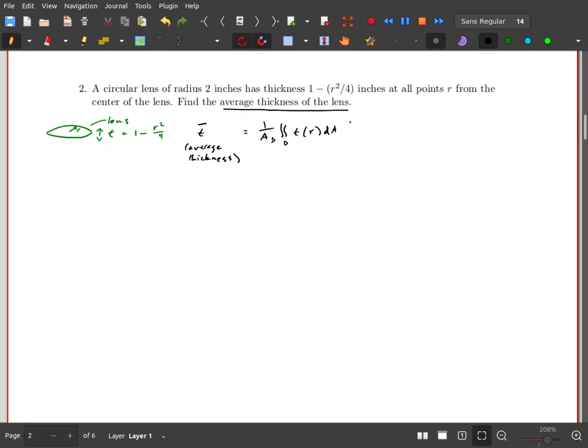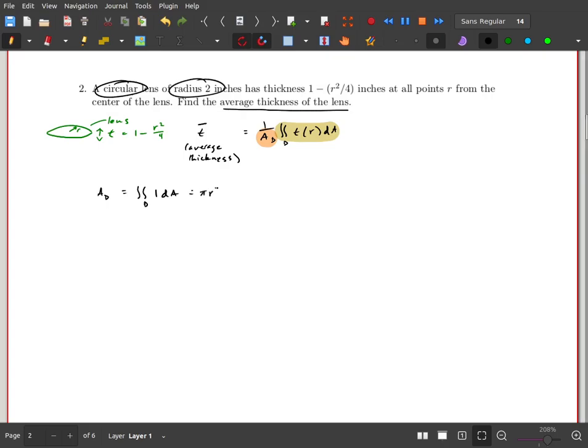So this is a double integral question. We need two things. We need to evaluate the double integral, and we also need to figure out what A(D) is. Technically it is just integrating 1 over the domain. But in this case, because we know that it's a circular lens, and we know what the radius is, we can actually take a little shortcut.